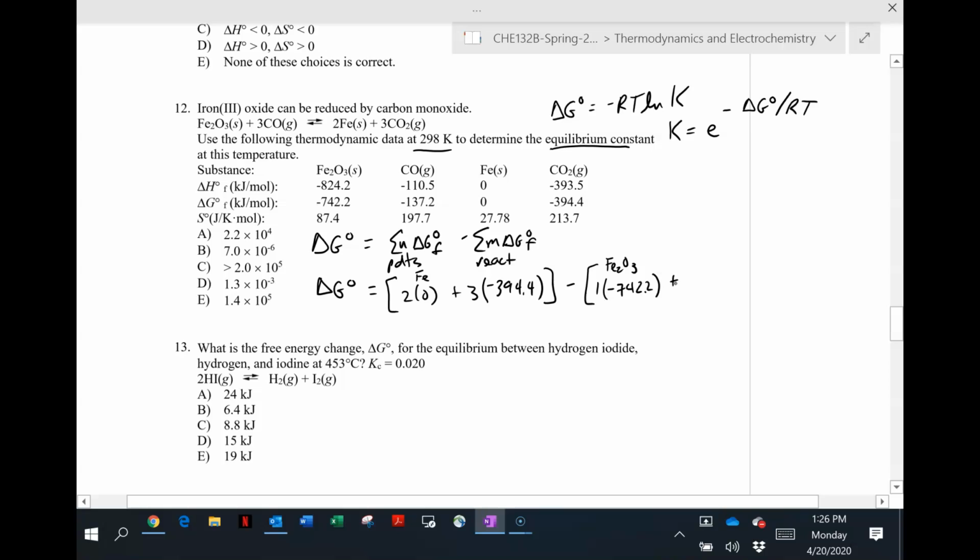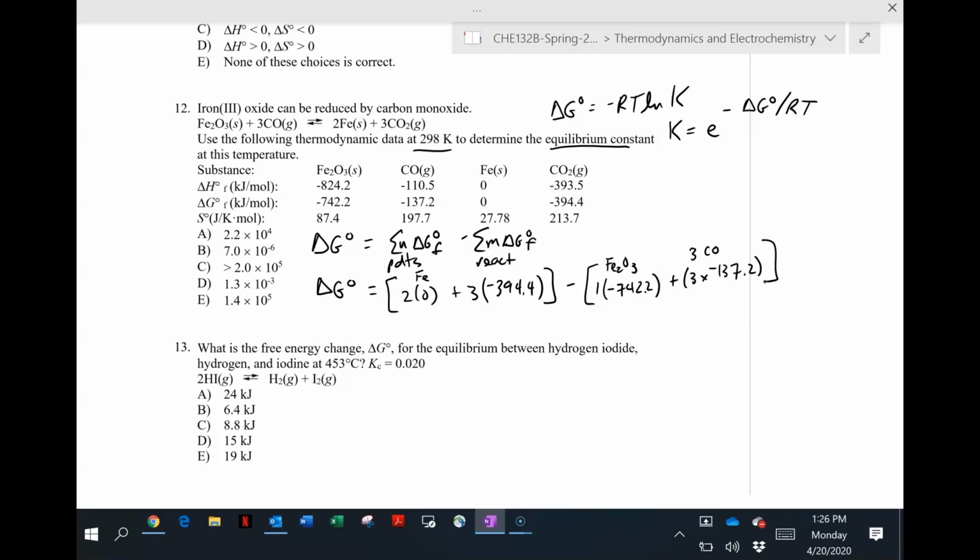And then we've got 3 carbon monoxides, so it will be 3 times negative 137.2 for that. So the products term is going to be about negative 1200. The reactants term is going to be about, let's see, the 3 carbon monoxide is going to be about negative 400. So about a negative 1140. So maybe this is going to be somewhere around negative 60 when it's all said and done.